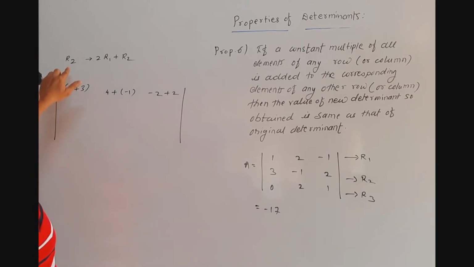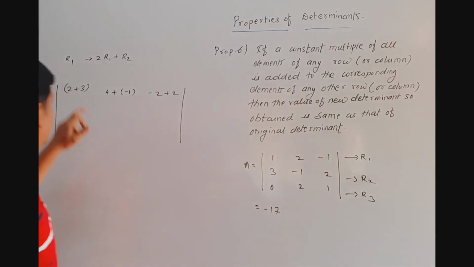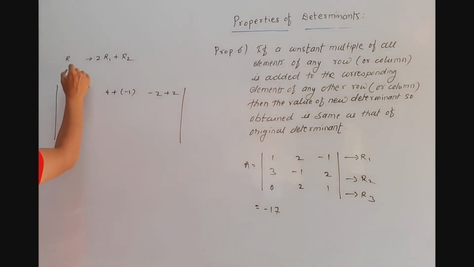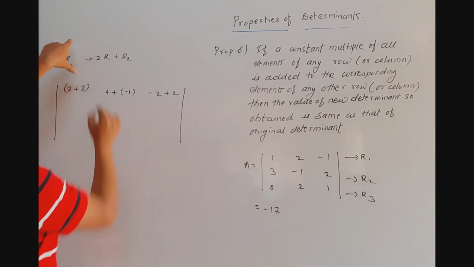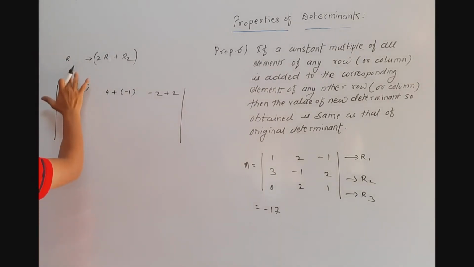Now we change to R2. You can write this as R1 changes to, that means when we write value in first row, we have to write here R1 changes to 2 times R1 plus R2. When we write here R2 changes to, then you have to write these elements in second row. If we write here R1 changes to, then we have to write that element you change in first row. If we write here R2, then this is element of second row.